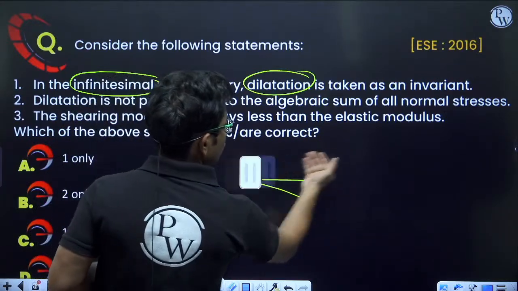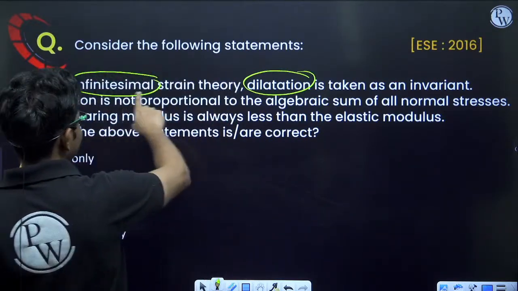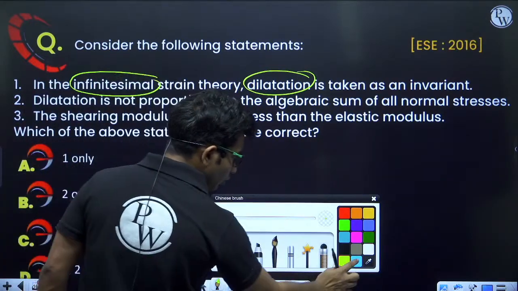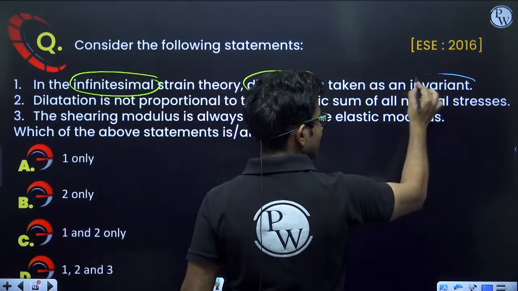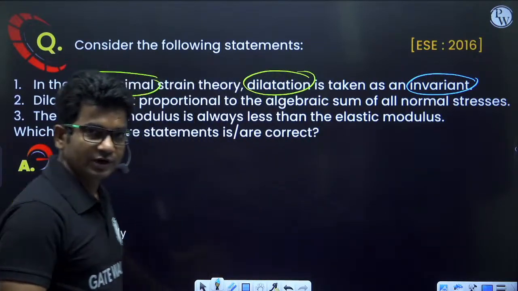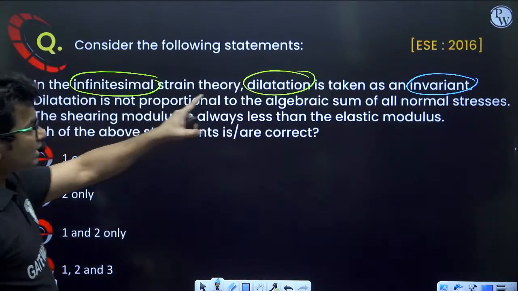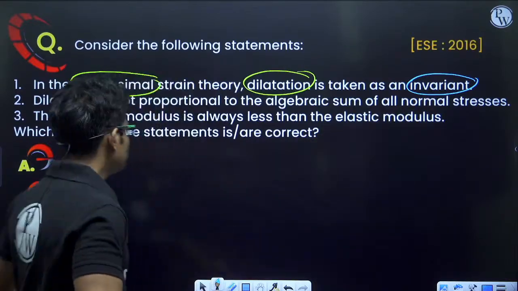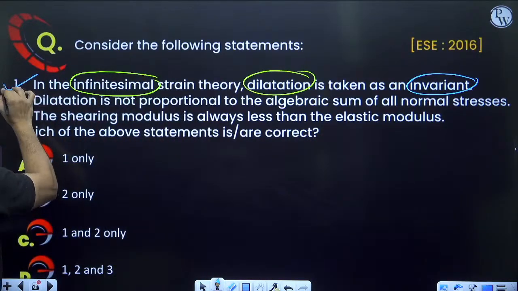So in infinitesimal strain theory, dilation is taken as invariant. Is it true or false? What is the meaning of invariant? Invariant means it is not changing. So we consider that volumetric strain is zero. So the first statement is true.